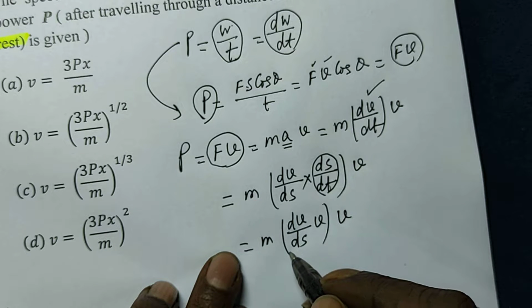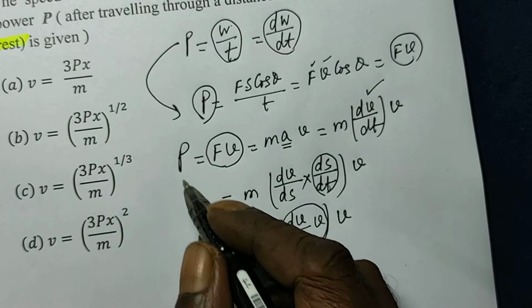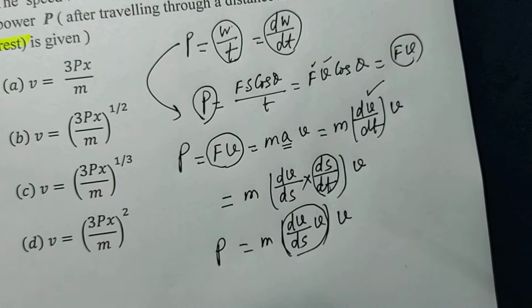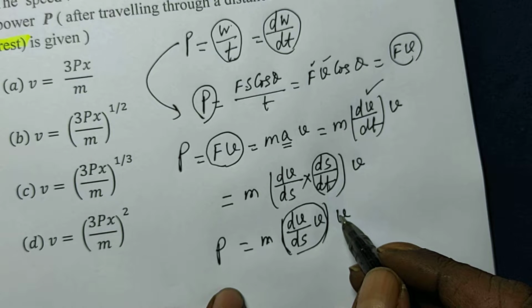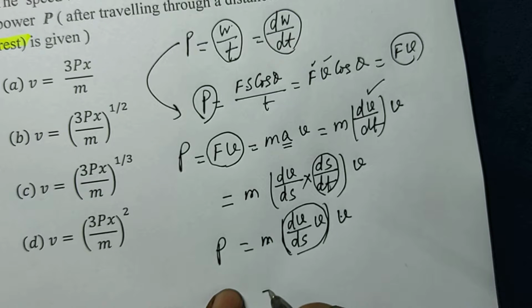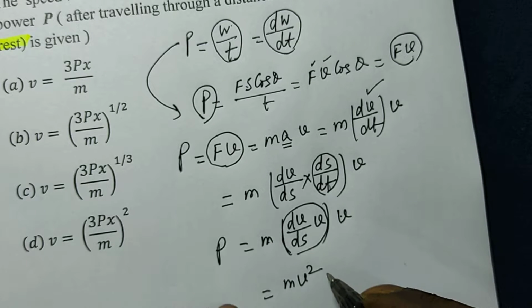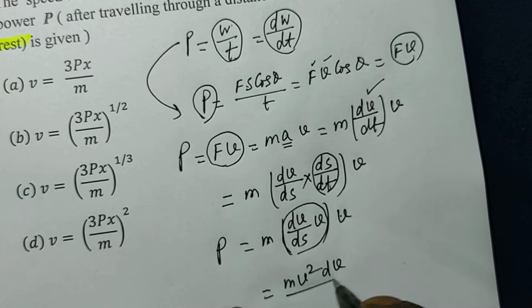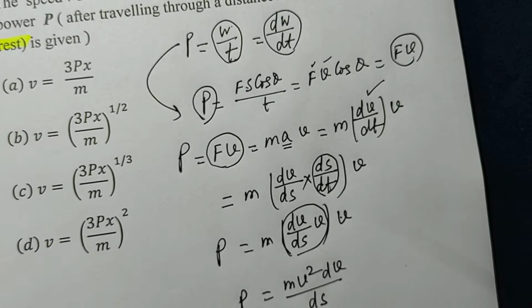Now, what is to be understood is this is nothing but the same thing as the acceleration. So, on this side is your P. So what do I do? m into v, m v square dv over ds is equal to your power P.